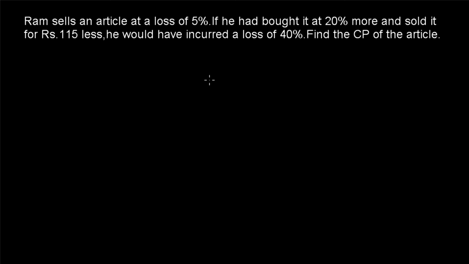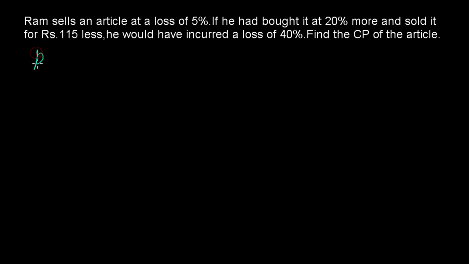Now let's go to example number 2. Ram sells an article at a loss of 5%. If he had bought it at 20% more and sold it for rupees 115 less, he would have incurred a loss of 40%. Find the cost price of the article.